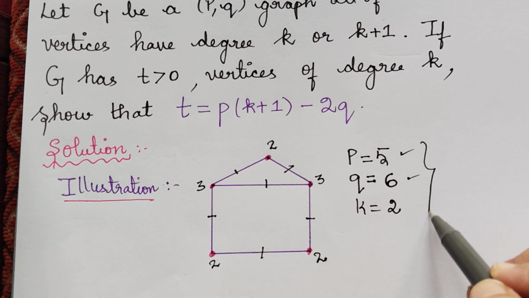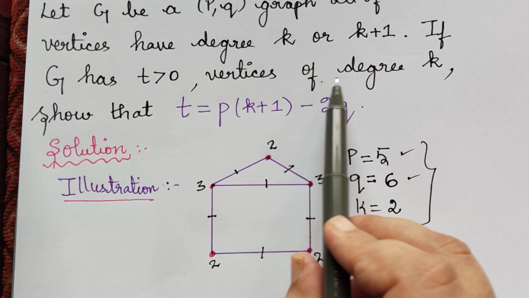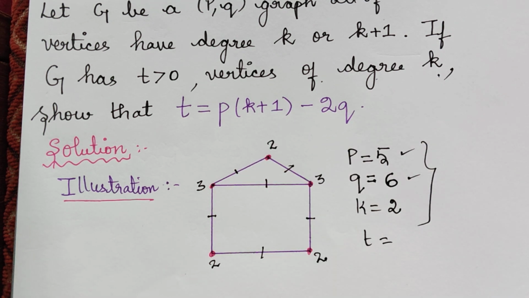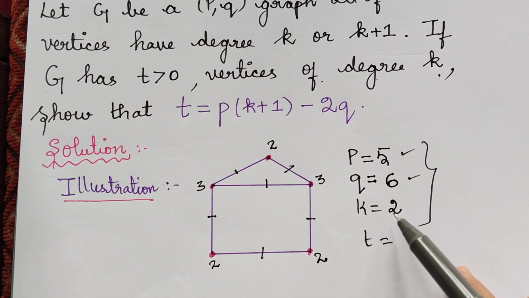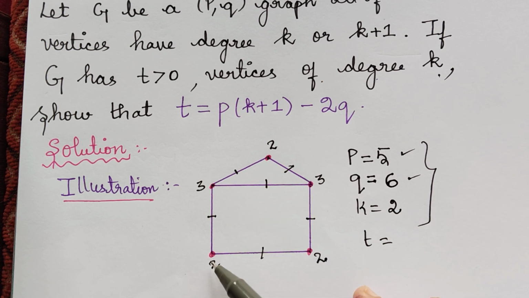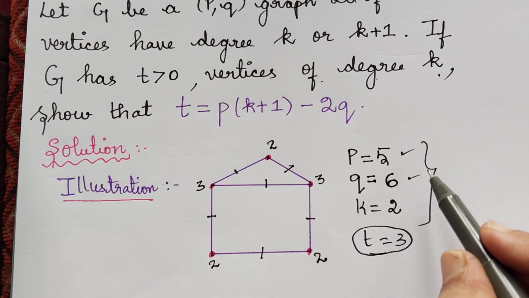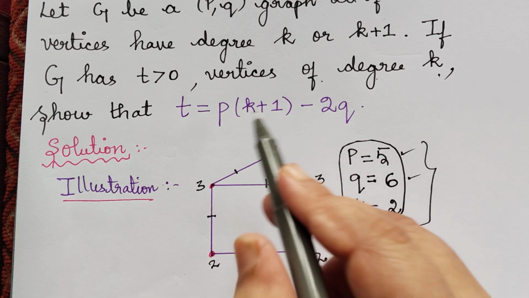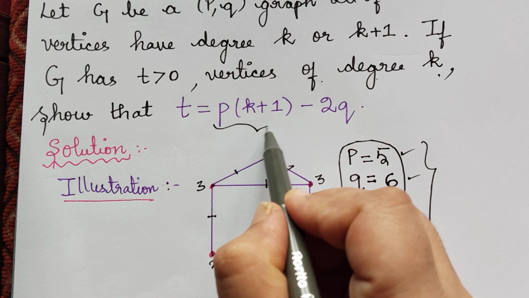Now, what about t? T is the number of vertices of degree k, that is, how many vertices have degree 2? We have to check. 1, 2, 3. So t is equal to 3. We will check whether these satisfy the given relation. The left hand side is t, which is equal to 3. We have to check the right hand side.